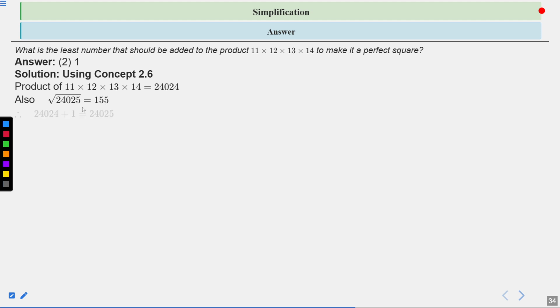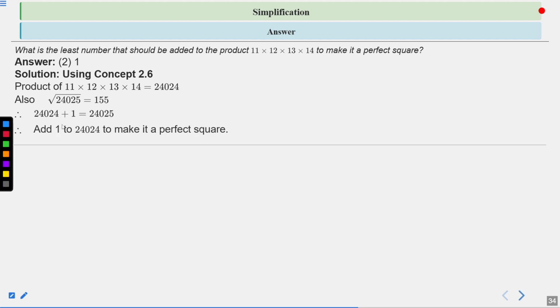So when we add 1, we get a perfect square number, which becomes 24,025. So we can say that if we add 1 to the given number, which is 11 into 12 into 13 into 14, which becomes 24,024, it becomes a perfect square number. So the second option is the correct answer of this question. Next one.